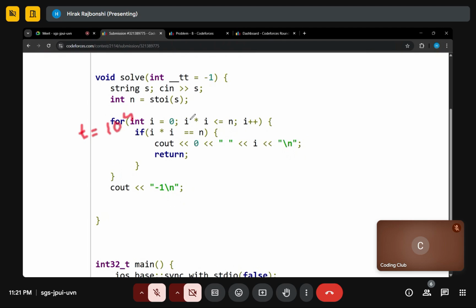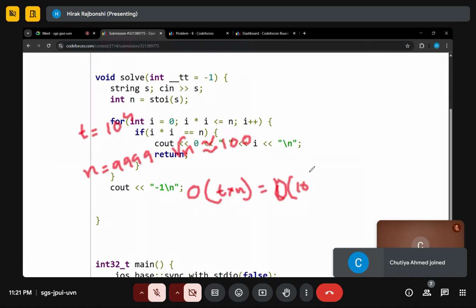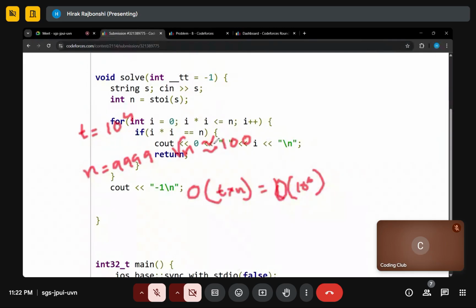And if we see the complexity of this question, t is 10 to the power 4, right? And the maximum value of n will be 9999. So the square root of n approximately will be 100. So big O of t into root n will be big O of 10 to the power 6. So this will be accepted. So this is a simple brute force solution.